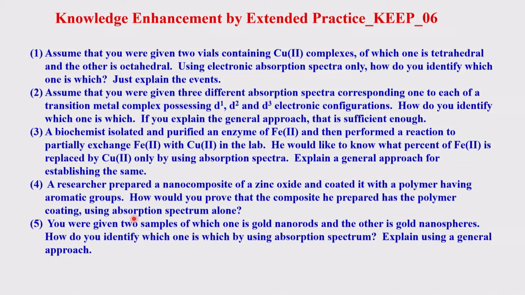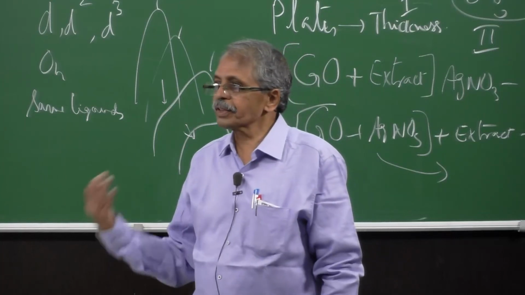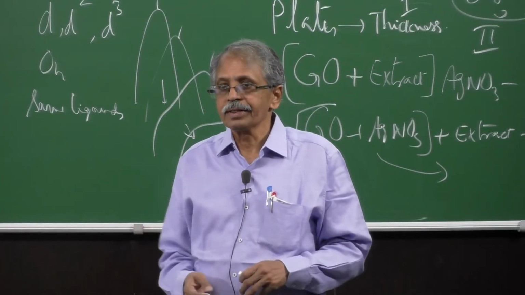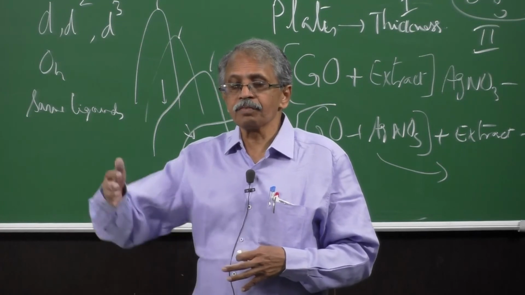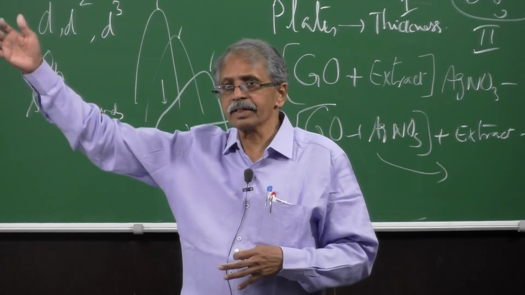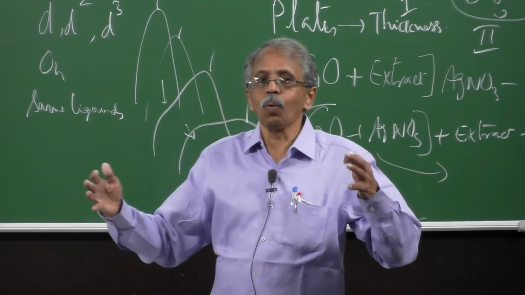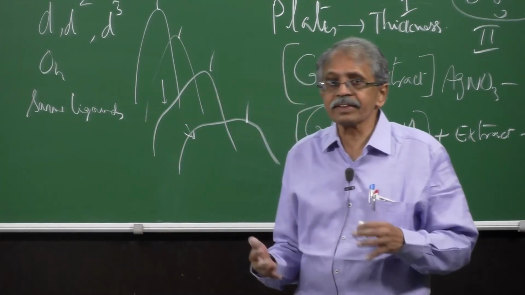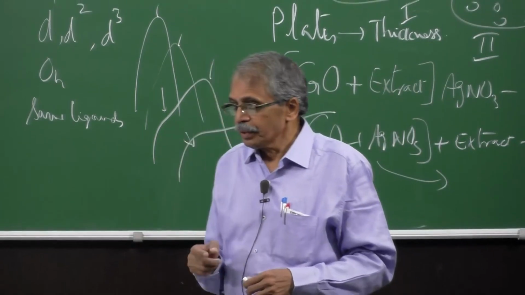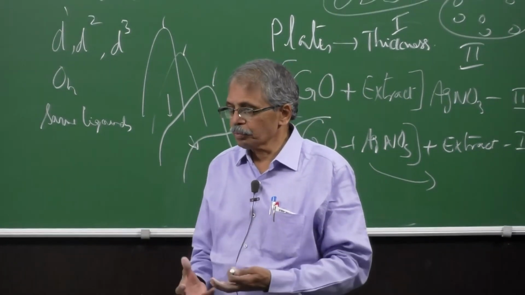Another problem: a researcher prepared a nanocomposite of zinc oxide coated with a polymer. I have shown some examples of this particular class. The polymer has some aromatic groups, so that's the clue, aromatic groups. Now once you say aromatic groups and absorption spectrum, obviously you know where the aromatic groups come, starting from 280, 290, 300, 320, 350, depending upon what level of aromaticity you have. So that means you have a good handle in the absorption spectrum.